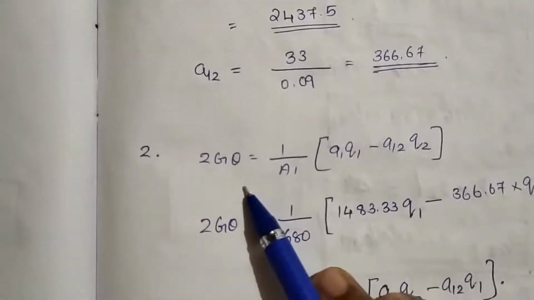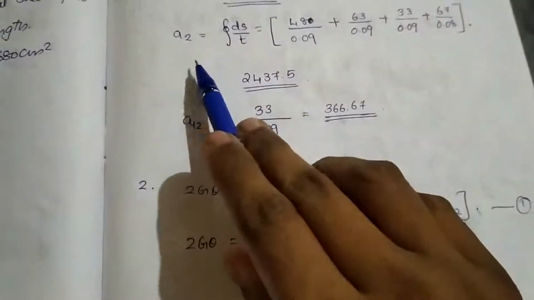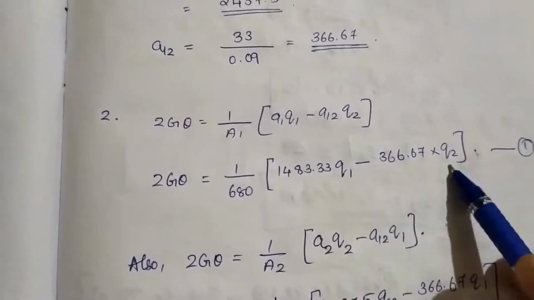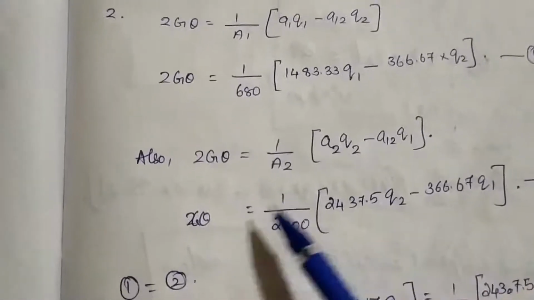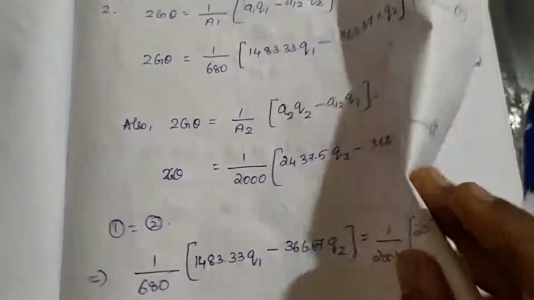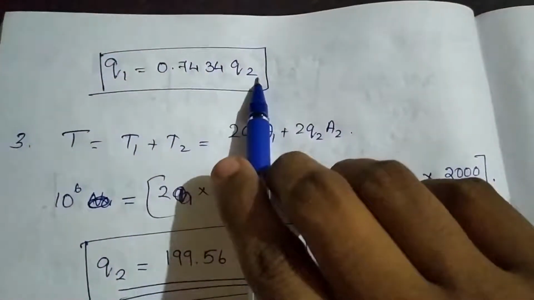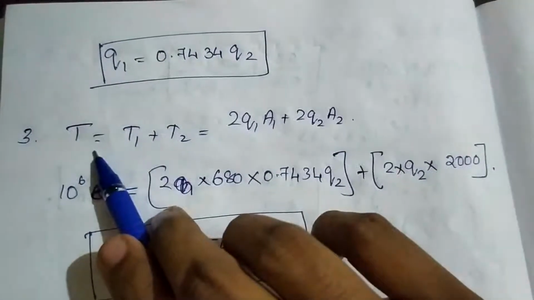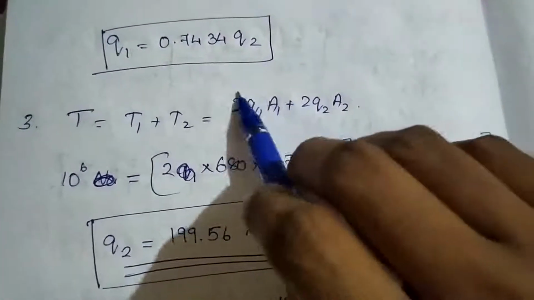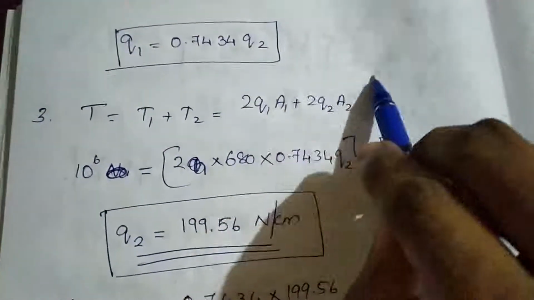Now we will do 2G theta. Substitute these values, that means the A1, A2 and A12 values, here. You will get an equation in terms of Q1 and Q2, and by going through these steps you will get Q1 is equal to 0.7434 Q2. Now apply it in the torque equation. T is equal to T1 plus T2, 2 Q1 A1 plus 2 Q2 A2.